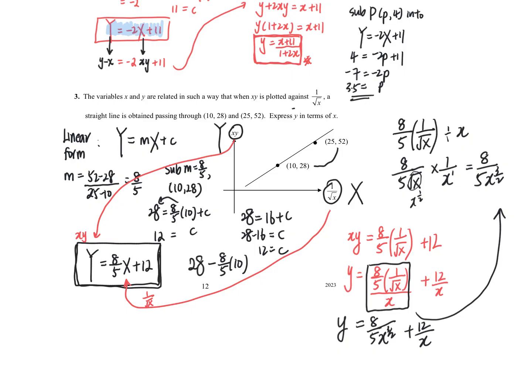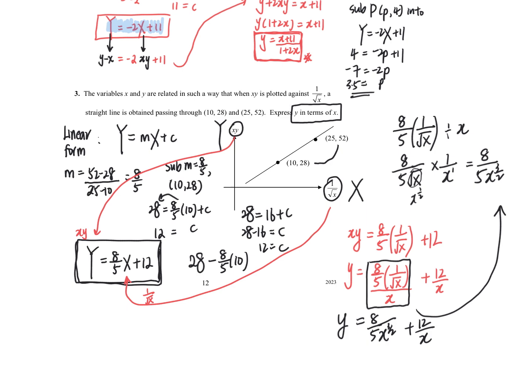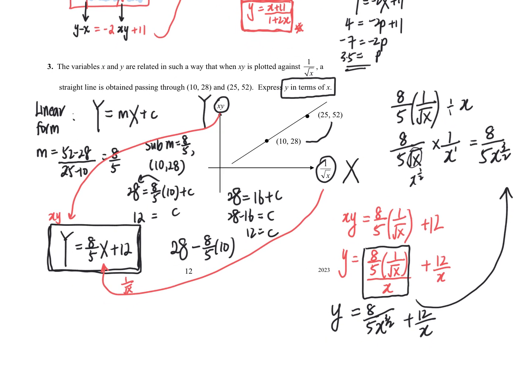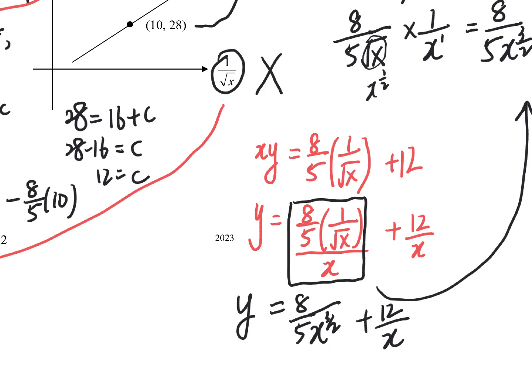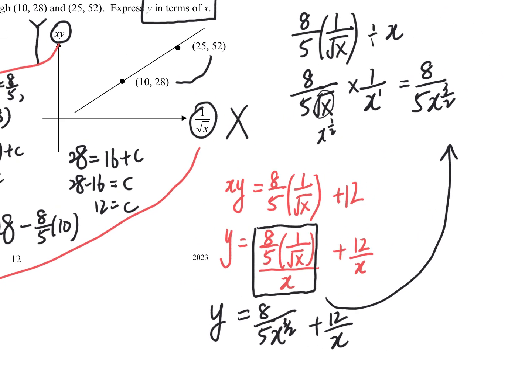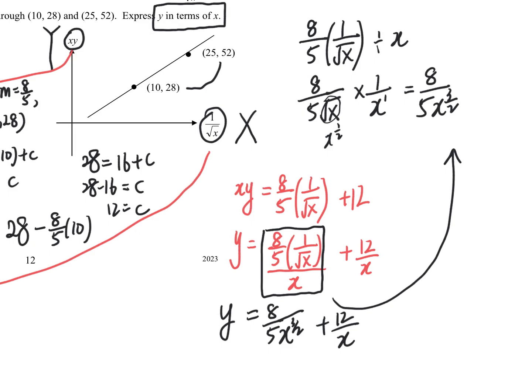Because they say leave your y in terms of x, so it's best to leave it like this. Okay, gradient, y-intercept, sub back, make subject into formula. 4 marks. 3 over 2. Okay, so remember this was your big Y. This was your big X.